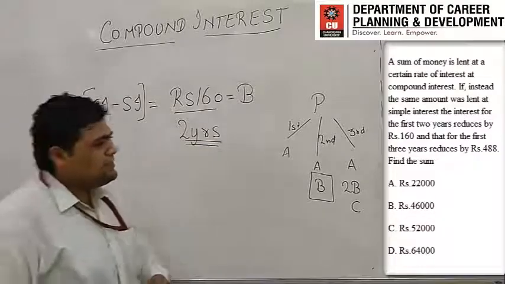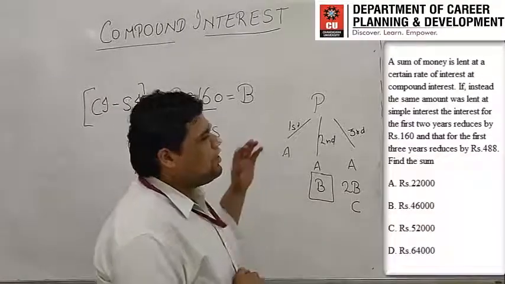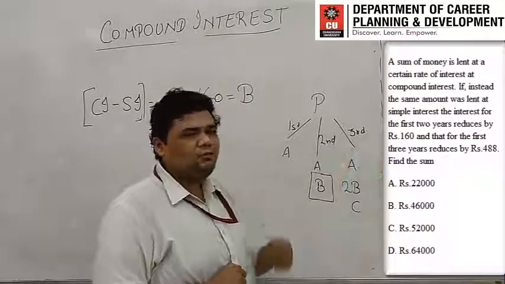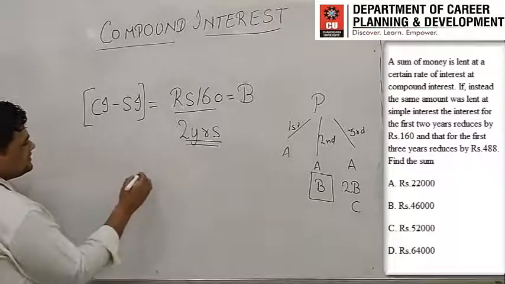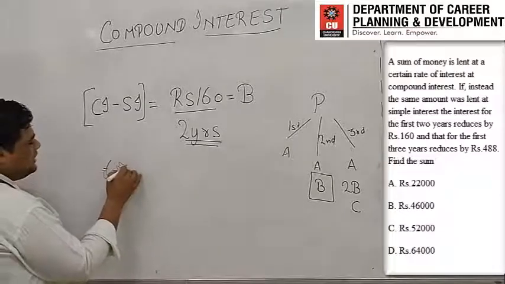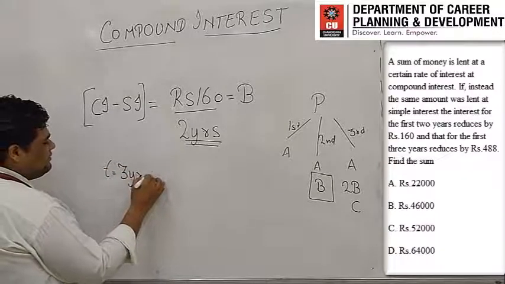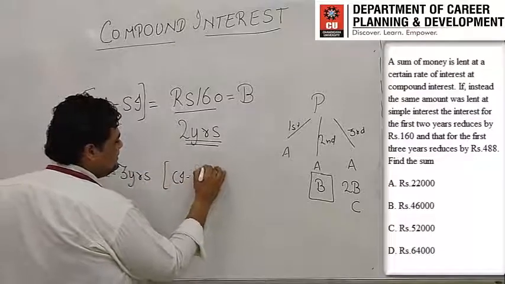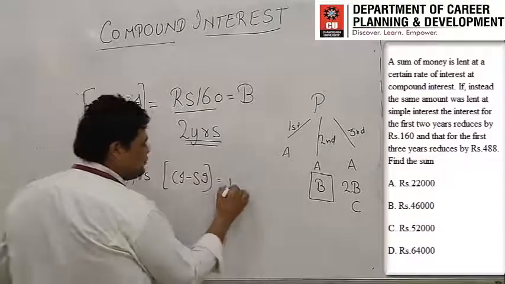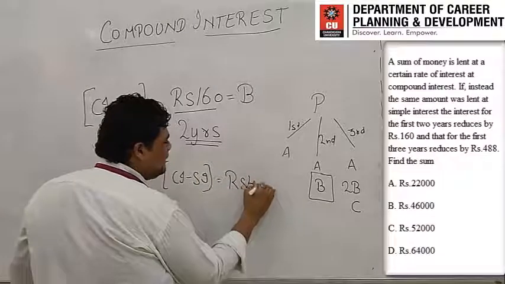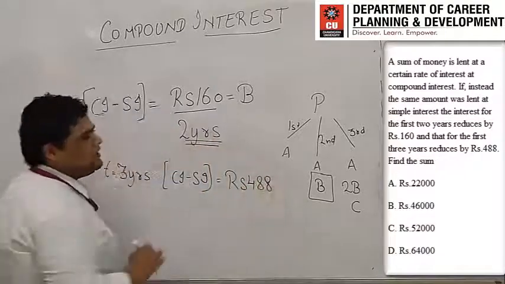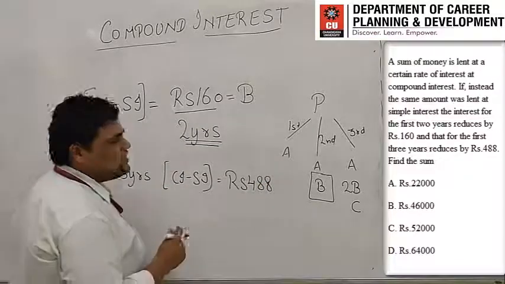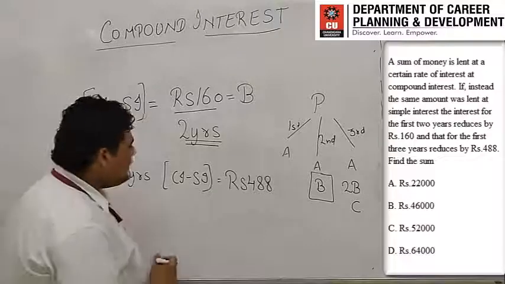Now it is given to us that the difference for 2 years is 160, and the difference for 3 years, that is CI minus SI, is rupees 488. And we have to find the sum, the initial principal.